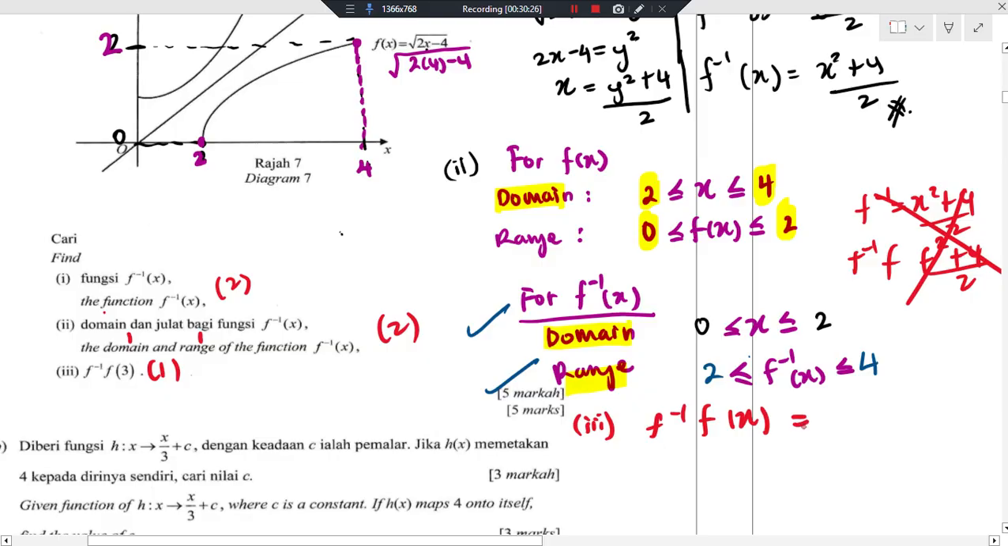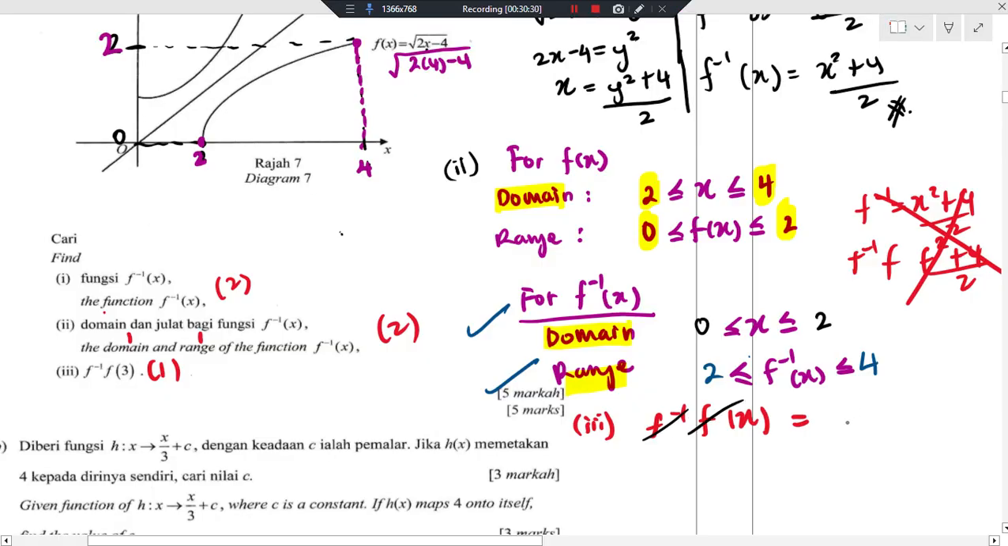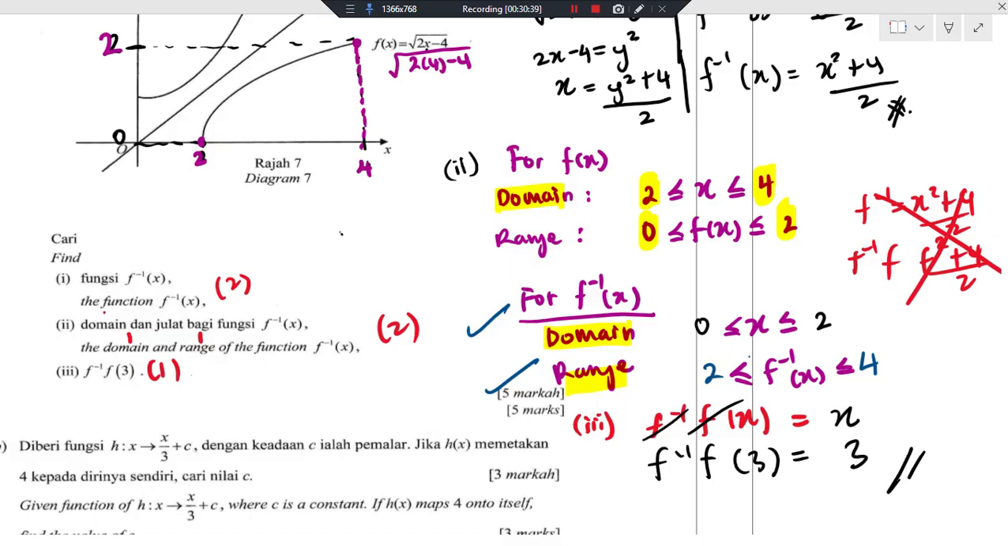One mark question, what do you expect? This question actually tests you. Do you really understand what F inverse F is? F inverse F will cancel and become X. I mean F inverse Fx cancels, leaving X. If F inverse F3, it cancels, leaving 3. Understand?